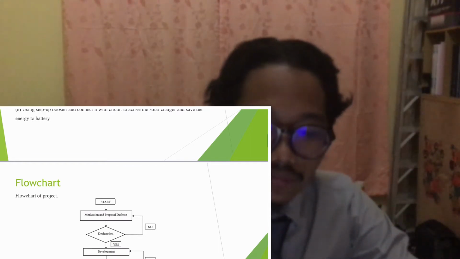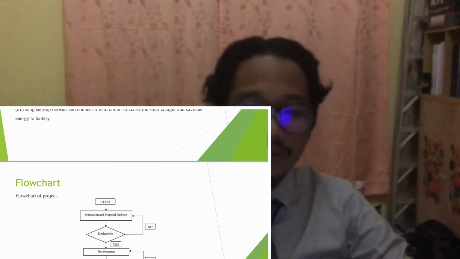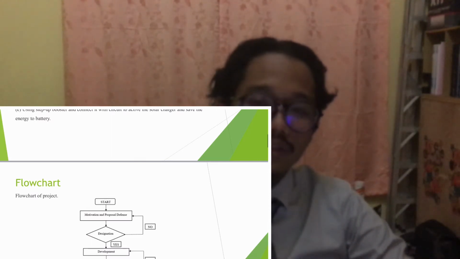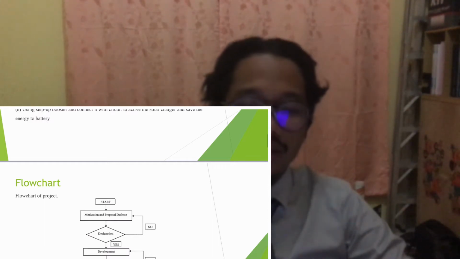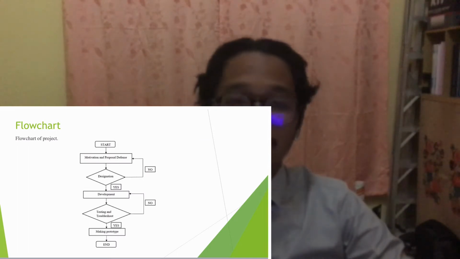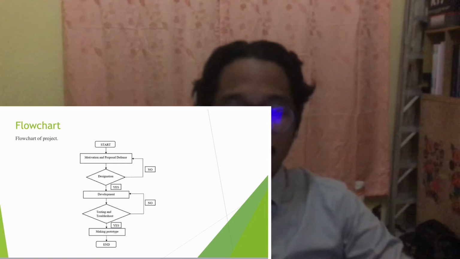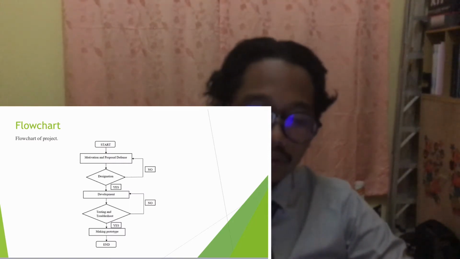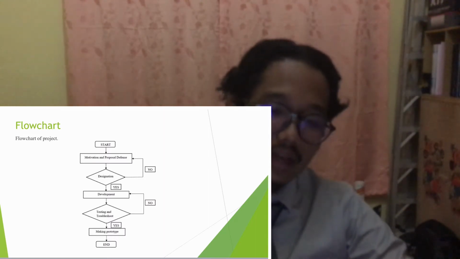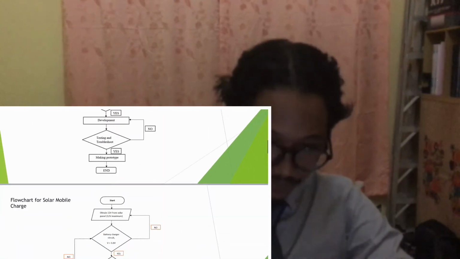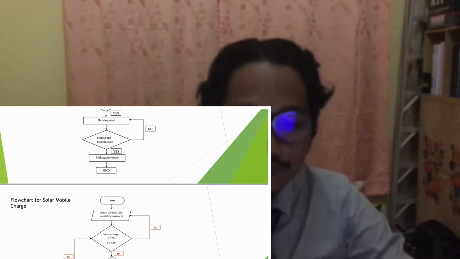Next is the flow chart. This is the flow chart of the project, which starts and then goes to motivation and proposal defense, and next it goes to design and development, testing and troubleshooting. After the testing and troubleshooting, it goes into making the prototype, and it will end.